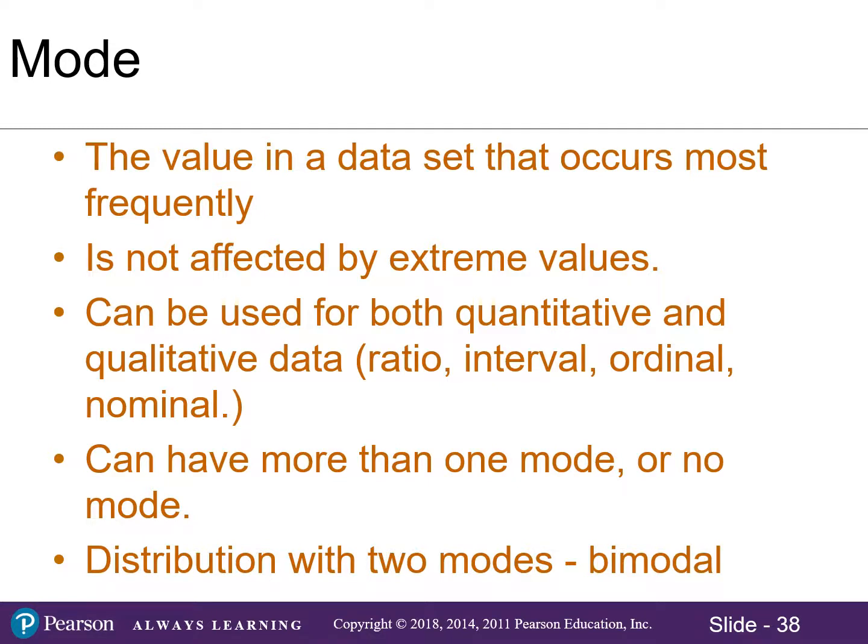So mode, just as a little review: most frequently occurring, not affected by extreme values, and it's useful because you can use it for lots of different types of data. It's not as popular for interval and ratio data. It's more popular with ordinal and nominal, just so you're aware. But you can do it for all of them. And also you can have lots of modes. I know it says like 2 down here, but you can have multimodal distributions as well.